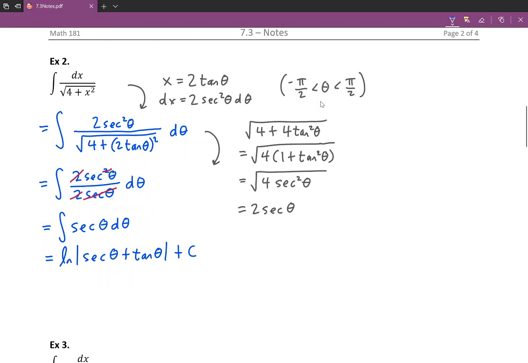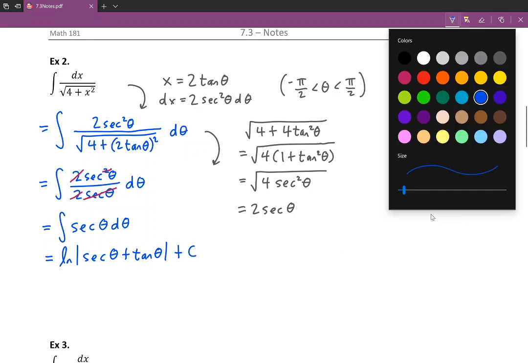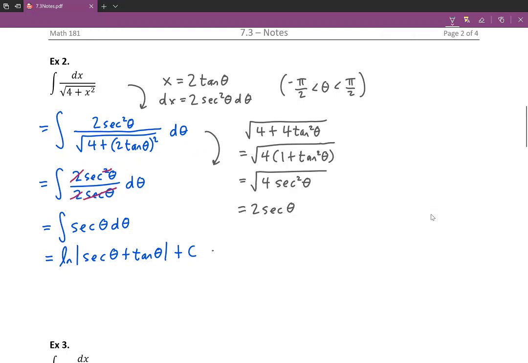Alright, so then we want to go back from theta into x. That's the last part of it. We want to go back to the variable we started with. Now we can solve for tangent theta. That's x over 2. So we know what to replace tangent theta with. But we also need to replace secant theta with something, and so we need a triangle. So let's go ahead and make that triangle. The triangle that has angle theta in it.